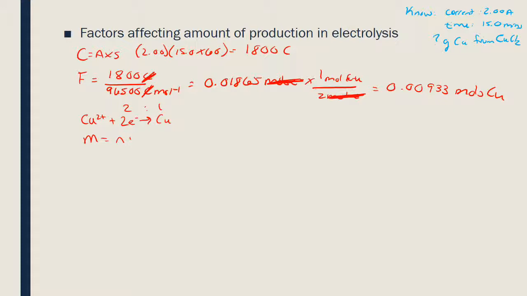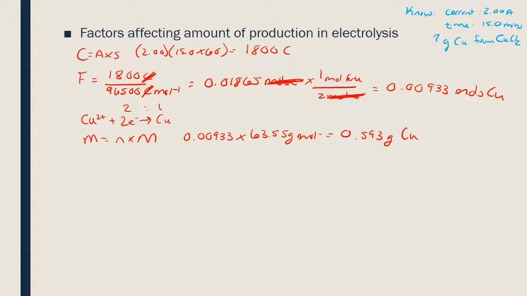Now that we know moles of copper, we can find our mass of copper. So mass equals moles times molar mass. We're going to take 0.00933 times the mass of copper, which is 63.55 grams per mole. And that means we're going to have 0.593 grams of copper released from 1 mole of copper chloride going through electrolysis.